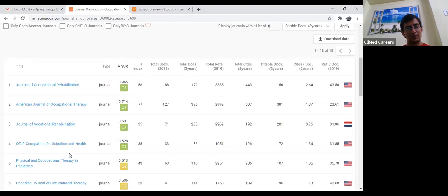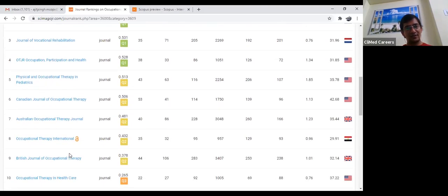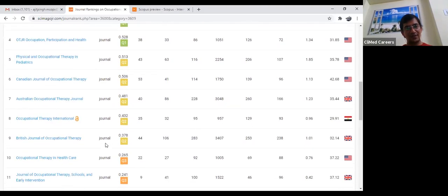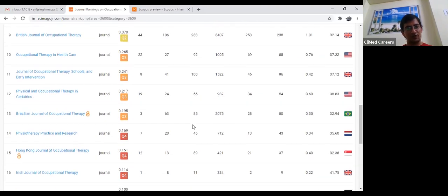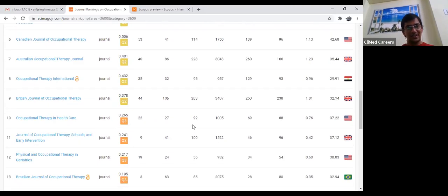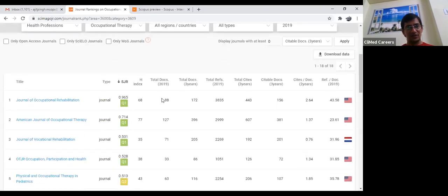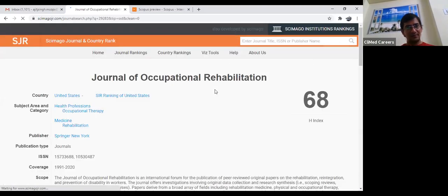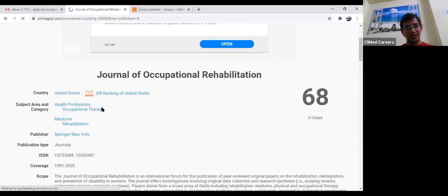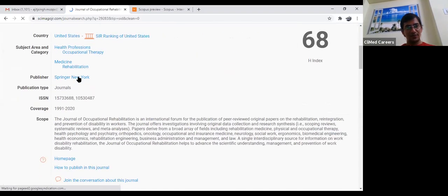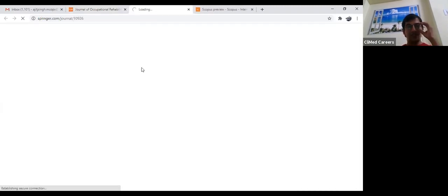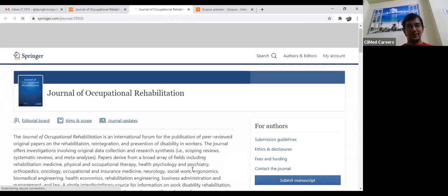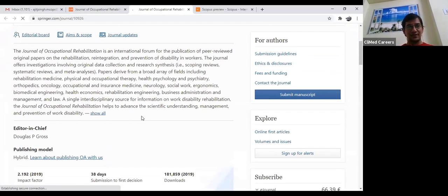So these first 4 are in Q1, and then the next 5 are in Q2, and then the next 4 are in Q3, and the next 5 are in Q4. So here we can see like that. Okay, if we check it out, Journal of Occupational Rehabilitation, H index 68, everything is here. Springer, New York, publisher. If you want to go to the journal, click on the home page. It will redirect you to the journal. Yes, see, you can see here everything.